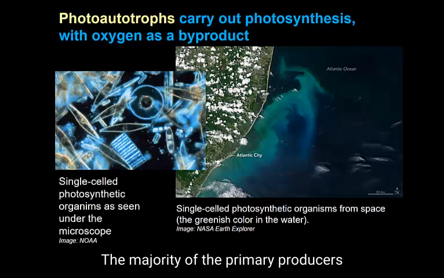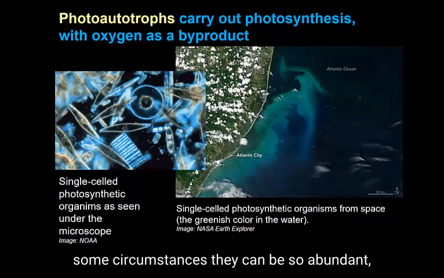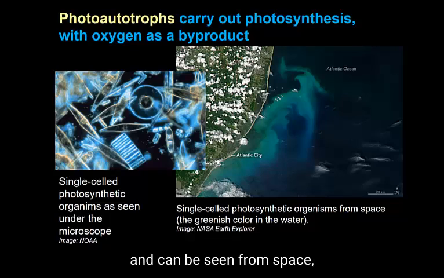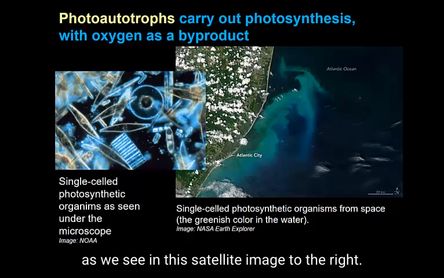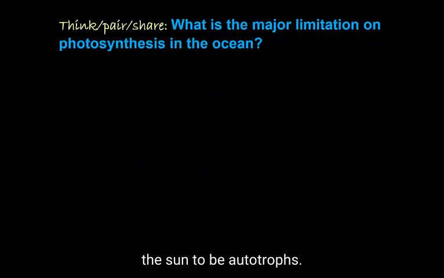The majority of the primary producers that live in the ocean are single-celled organisms like the ones seen under the microscope here. Despite being very tiny, in some circumstances they can be so abundant that they color the water green and can be seen from space, as we see in the satellite image to the right. Photosynthesizers are photoautotrophs, meaning that they require energy from the sun to be autotrophs.